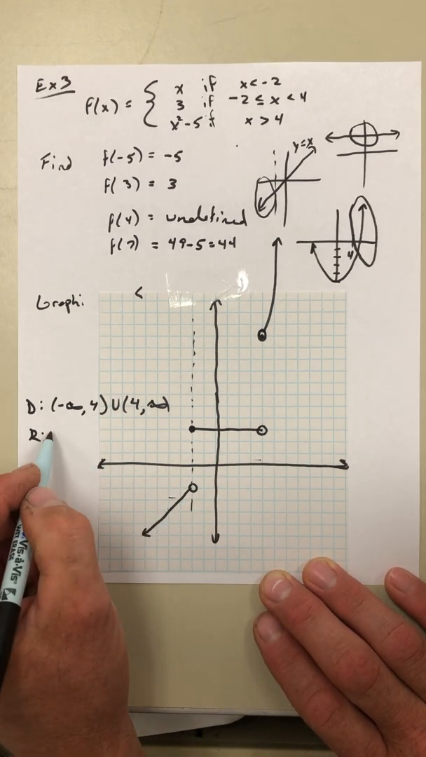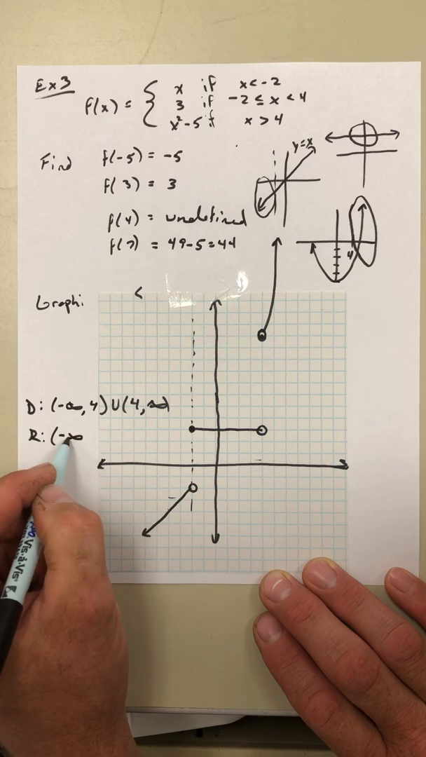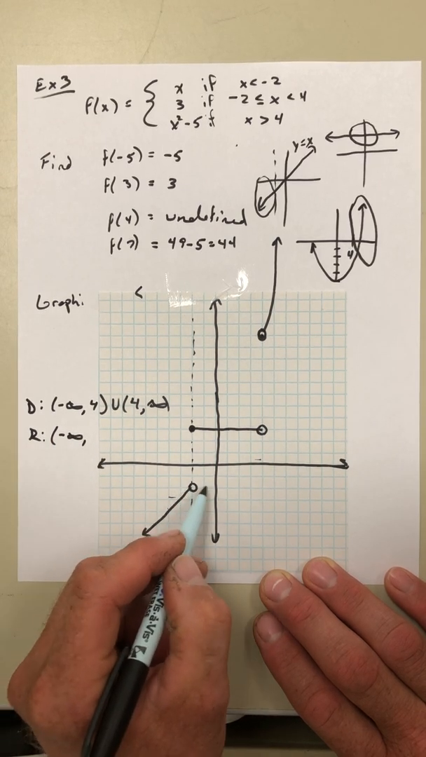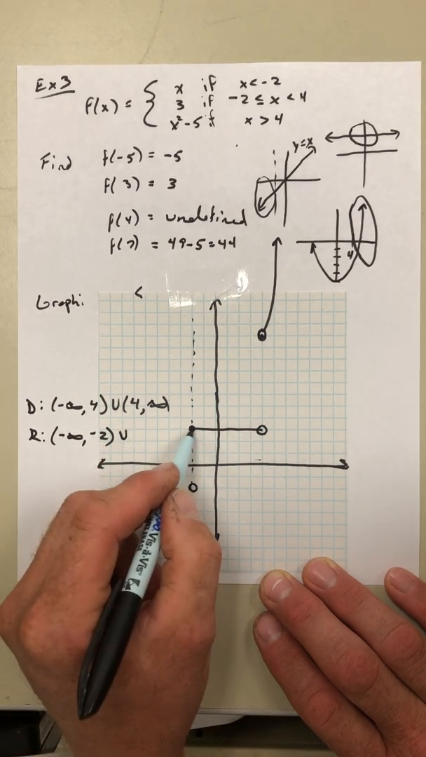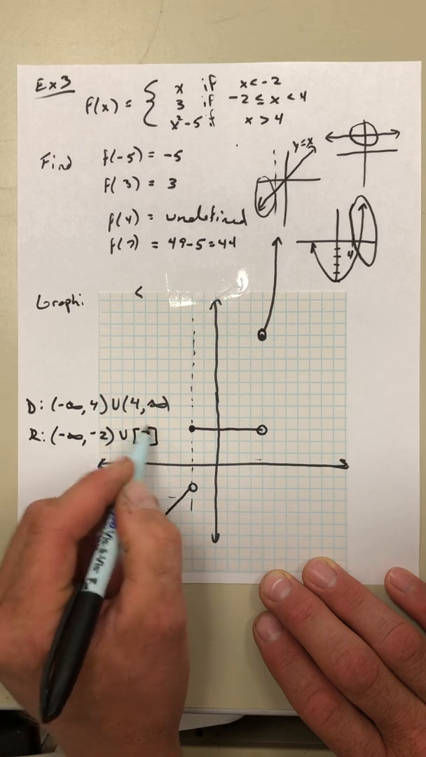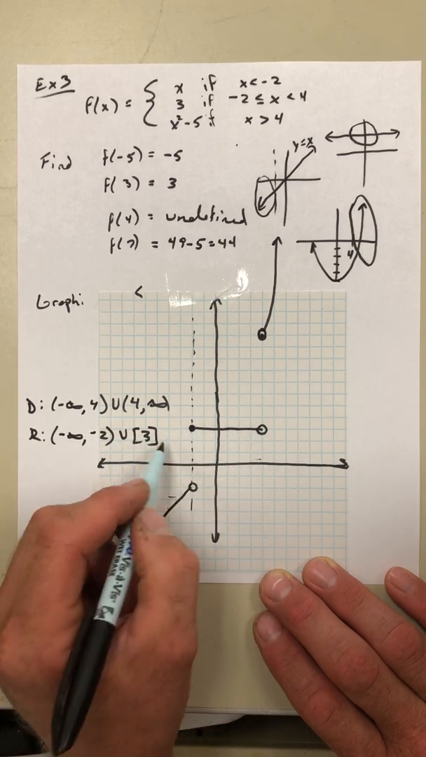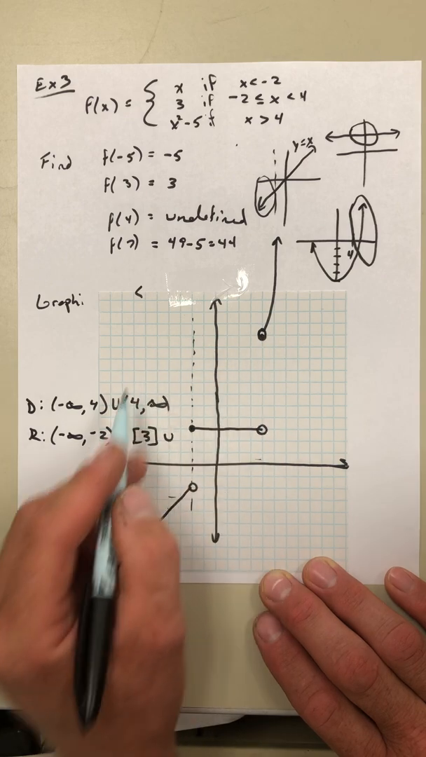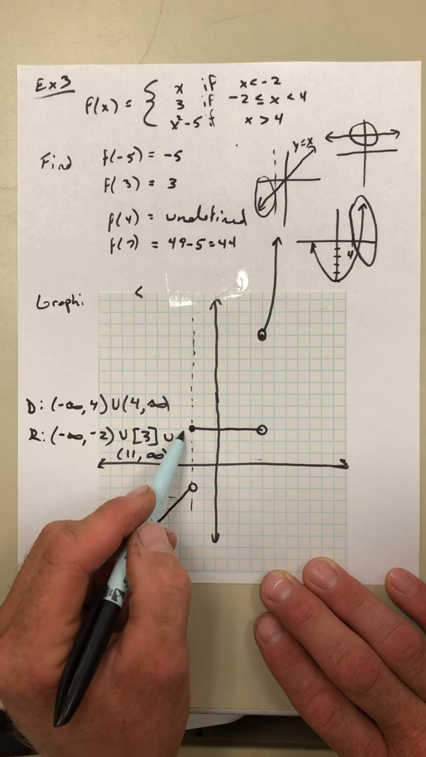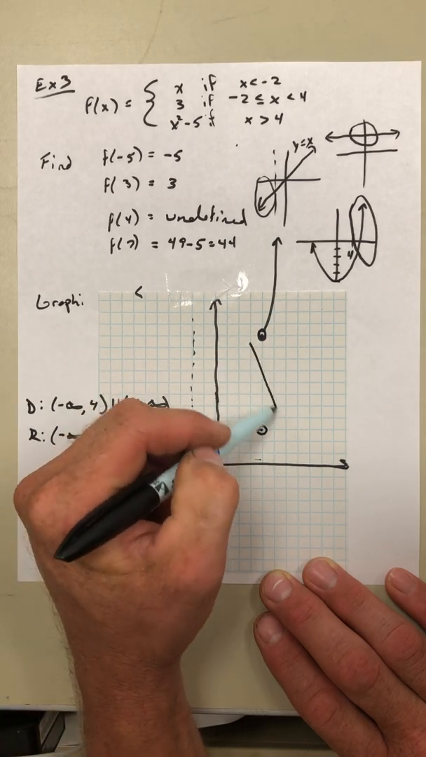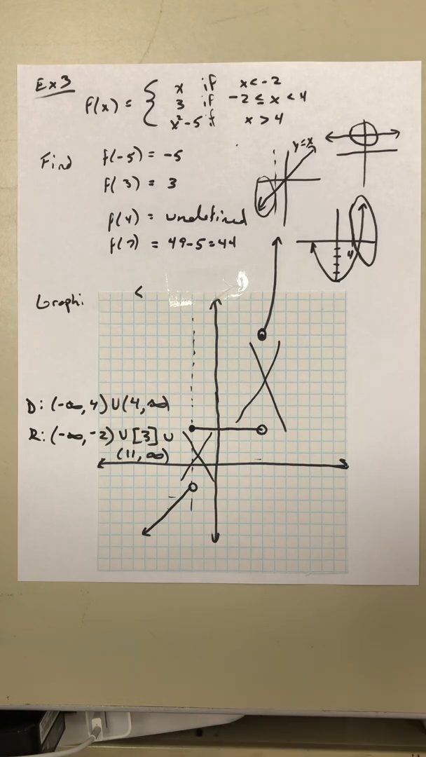Our range is going to be -infinity. It's going to come up to -2, but we don't touch -2 there. Union, then we jump up to 3, but we touch 3, so it's bracketed 3 to 3. And then union, we come up here to 11, and it goes to infinity. So notice we don't have anything in this portion. We don't have anything in this portion. And that gives you an idea of our domain and range if a question were to ask that. Good luck and happy times with your piecewise functions.